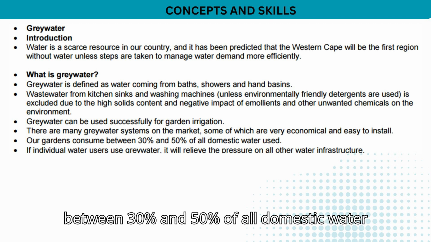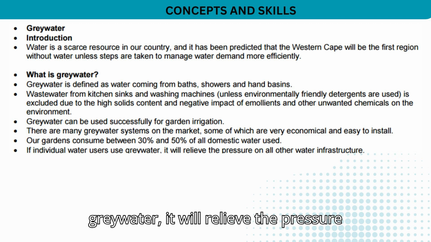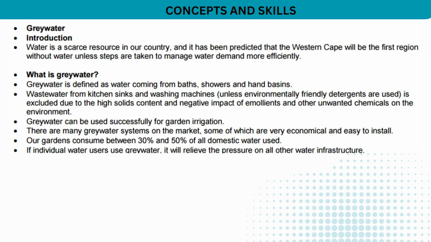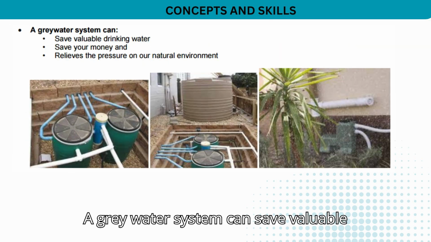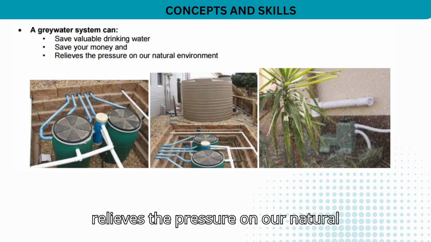Our gardens consume between 30% and 50% of all domestic water used. If individual water users use grey water, it will relieve the pressure on all other water infrastructure. A grey water system can save valuable drinking water, save your money, and relieve the pressure on our natural environment.